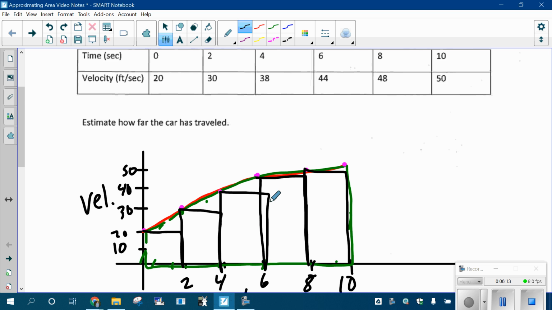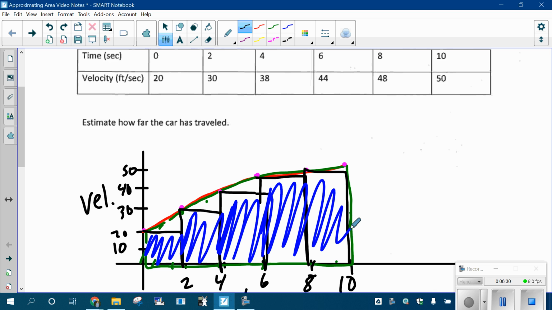And the result is that these rectangles, ignore that overlap there, that's just me being sloppy, these rectangles definitely under approximate the area, right? You look at that region represented by the blue, that's smaller than the green region. So I get something smaller than what the actual area is.